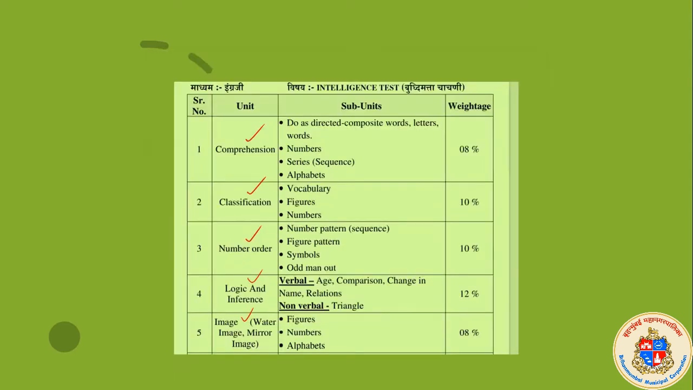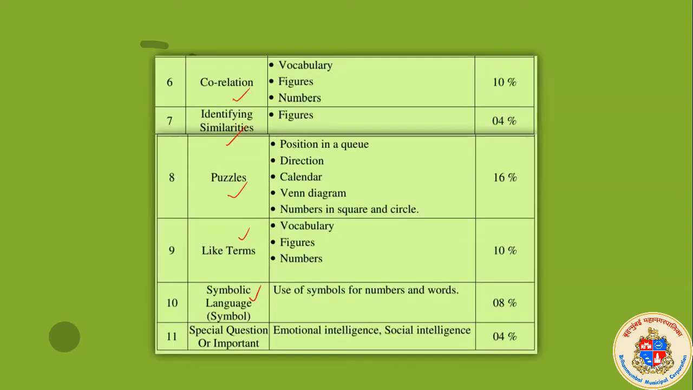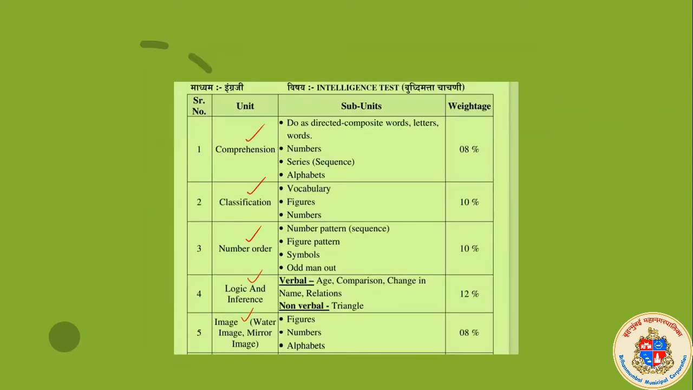Now you will become familiar with these different aspects also. Each section, each unit has its own weightage also. Logical inference has comparatively a little more weightage, where you will get verbal and non-verbal logical inference. Another section which has high weightage is puzzles, where you will get questions related to direction, calendar, Venn diagram, position in a queue, and many such things. It's a process which you will learn slowly and will culminate by next year February, if things are normal.